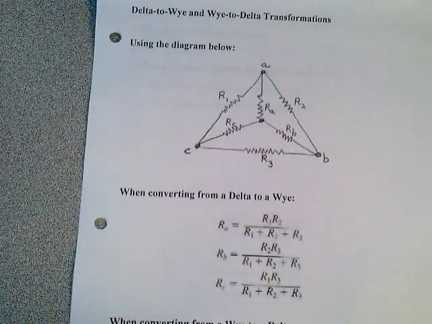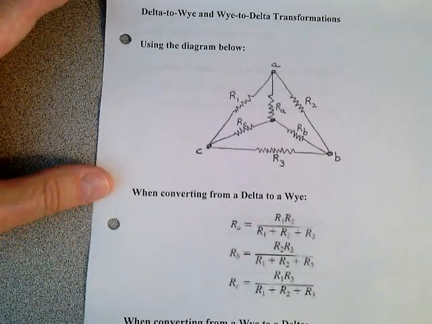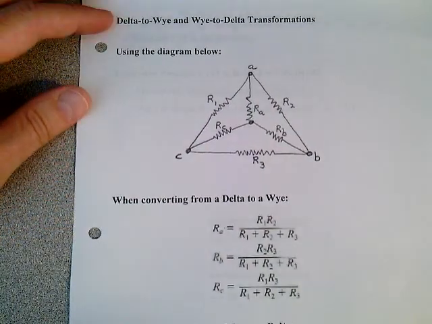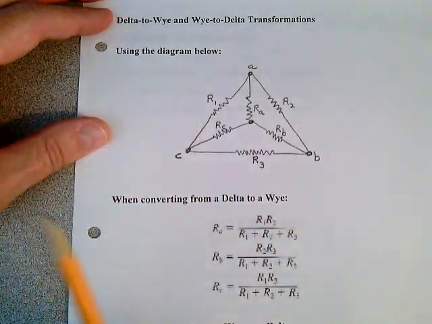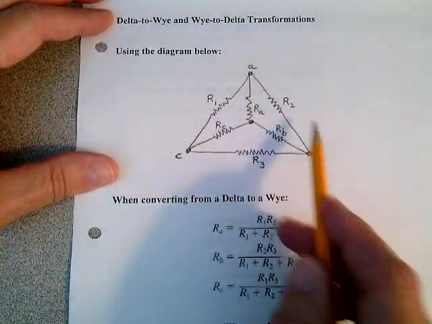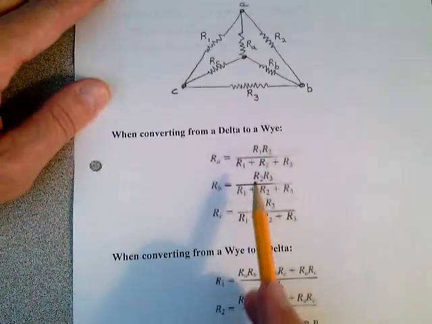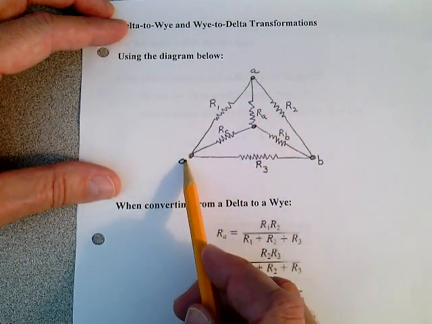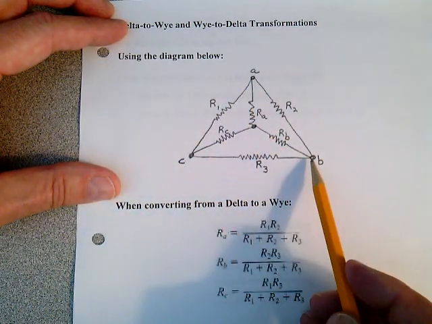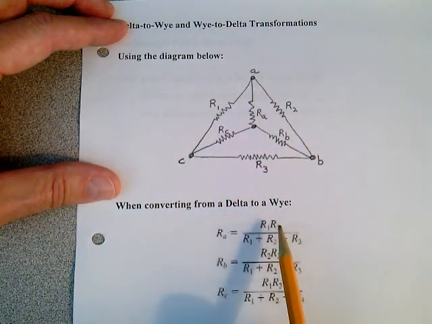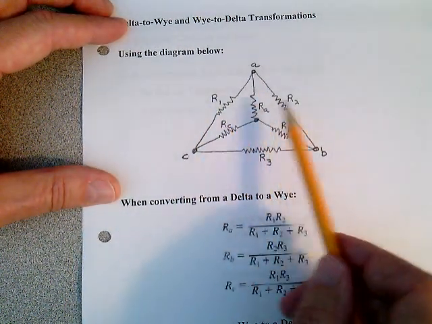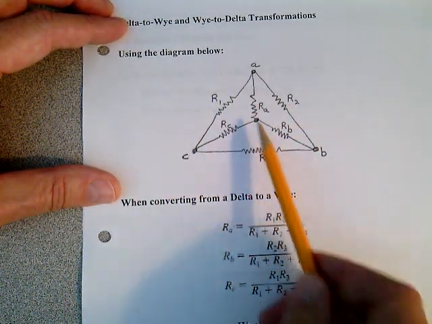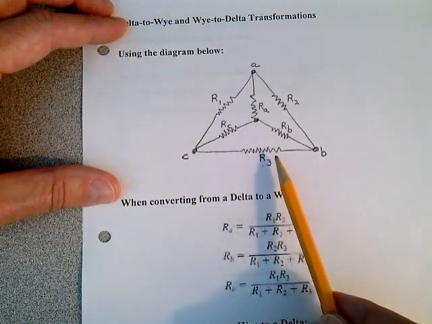How do you make the calculations? Delta to Y and Y to delta transformations. This is something you just be aware of. Using the diagram below, and what I do is I use this diagram. If you use this diagram, you can see these equations real easy. Notice there's my point A, there's my point B, and there's my point C, and I drew the delta, and inside the delta I drew the Y, and I labeled the resistors R1, R2, and R3 for the delta, and RA, RB, and RC for the Y.